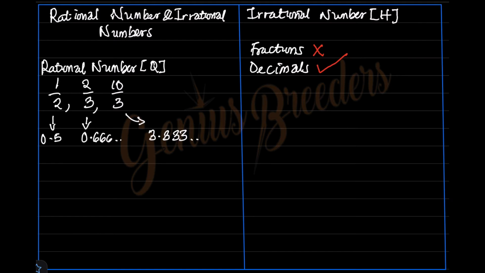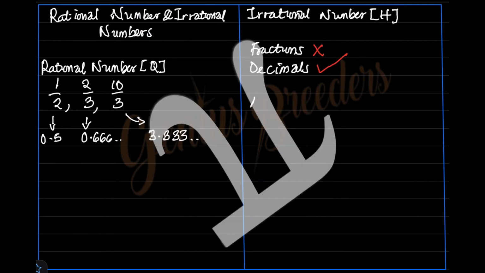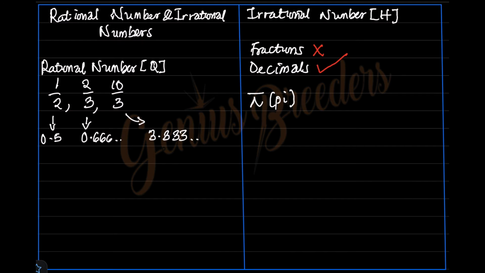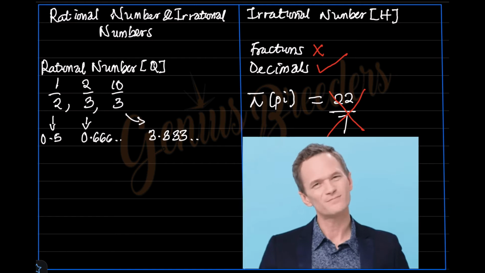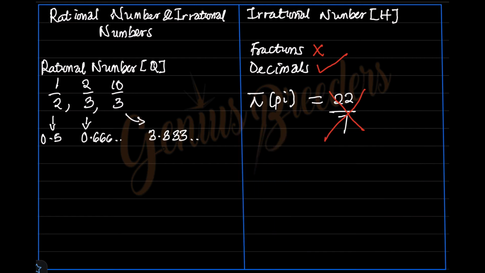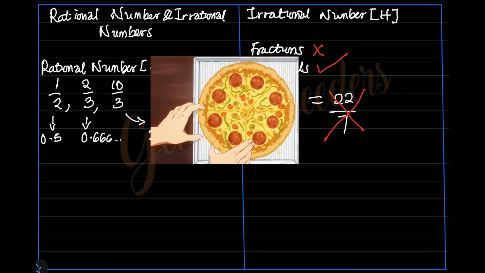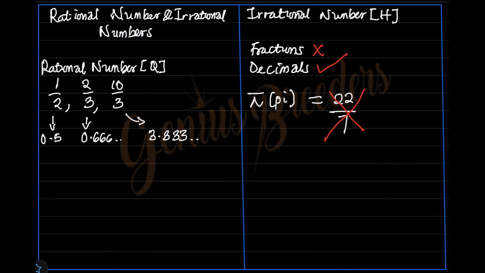A classic example is pi. I'm sure you want to protest that pi is equal to 22 over 7 as a fraction, but I kid you not, it is not absolutely correct. Pi is just conveniently used as 22 over 7 in order to make it easier for us to calculate, especially in areas of circles and so on. Yeah, that makes sense. Pi is actually a decimal that never stops as a terminal decimal or recurring decimal. It continues on and on without stopping.